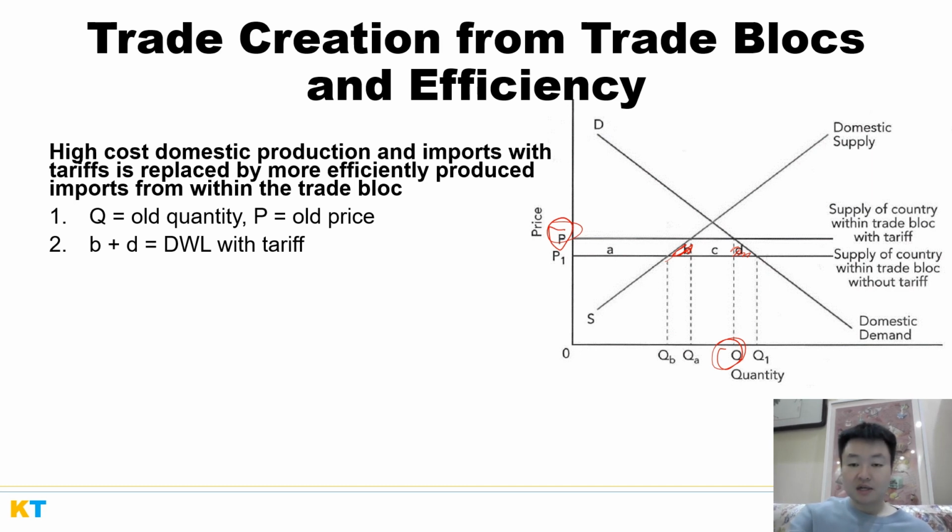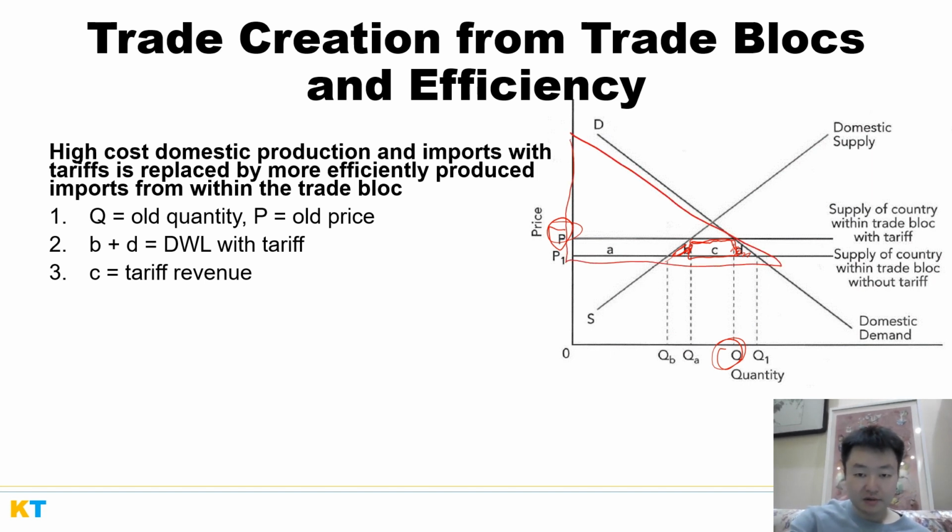So B and D really, it used to be consumer surplus, right? But now, because we're moving up to P, we lose B and D. We keep C, right? C is going to be the tariff revenue. This is what the government gets. And A, which used to be consumer surplus, right? So consumer surplus used to be this triangle right here. That used to be consumer surplus. But A now becomes producer surplus.